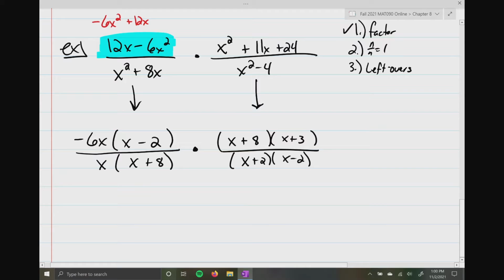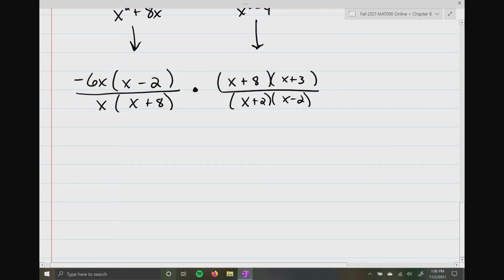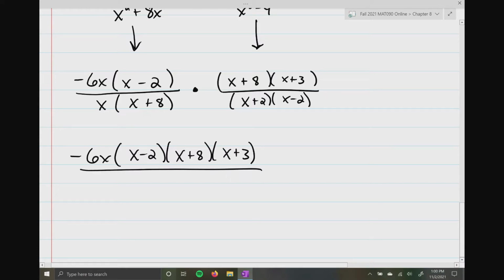So now let's write one big numerator and one big denominator. So I get negative 6x times the quantity x minus 2 times the quantity x plus 8 times the quantity x plus 3. All over one big denominator, the letter x, times the quantity x plus 8 times the quantity x plus 2 times the quantity x minus 2.